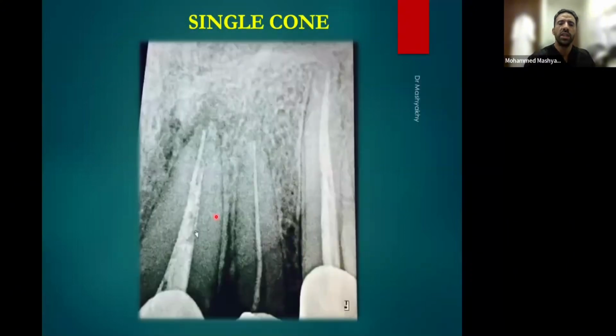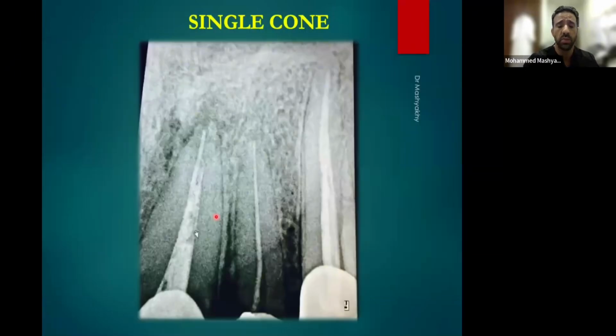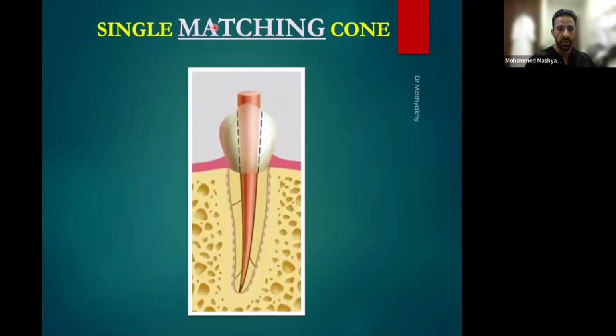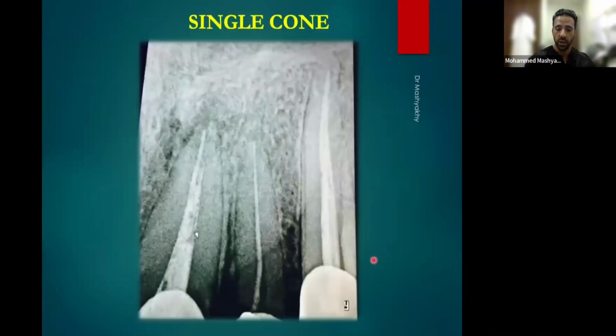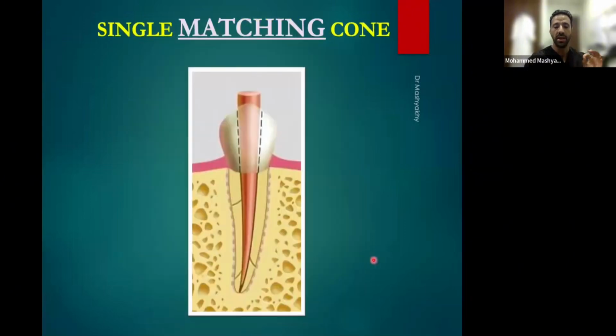So let's jump to the single cone, which is very, very practical. And I would advise everybody to do it, especially the regular canals. This is, namely, a single cone, but we are not looking for single cone. We are looking for single matching cone, okay? Single matching cone makes a huge difference. So don't mix up between single cone like this one for obturation and single matching cone, which is copying the master apical file and copying the anatomy, okay?